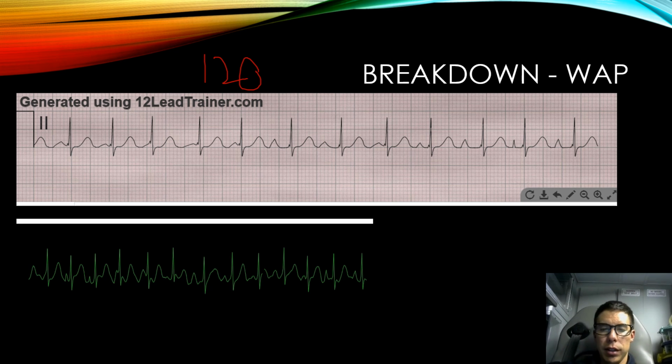So do we have P waves? Yes. Do we have one before every QRS complex? Hard to say on some of them, but maybe. Do we have any missing ones or extra ones? No. And that's another thing about wandering atrial pacemaker. You will have a QRS complex for every P wave. So we should not see any extra ones. There should be one for every QRS.